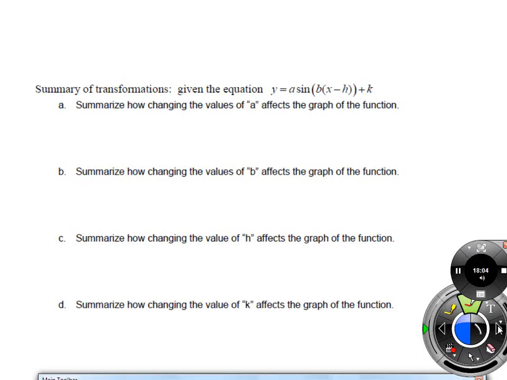B, what does B affect on my graph? Hannah? That affects, if it's a negative, then it's a horizontal reflection, and the number is a horizontal compression or stretch. Perfect. So if it's negative, there's a horizontal reflection, and the numerical part of it would cause a horizontal stretch or compression, okay? And we're going to deal with those pretty specifically.